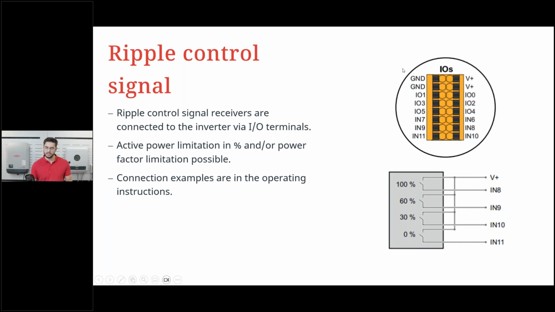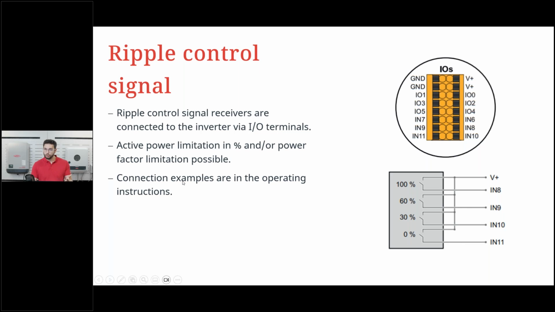So we can see here a screenshot for the Gen24. This is the middle orange plug, the bigger orange plug, and we see here digital IOs. And it's very simple. As soon as the signal hits, we have, for example, the active power limitation to 100%. As soon as the second one is activated, we go down to 60%, then to 30, and then to 0, for example. And we can do an active power limitation in percent and/or a power factor limitation even.